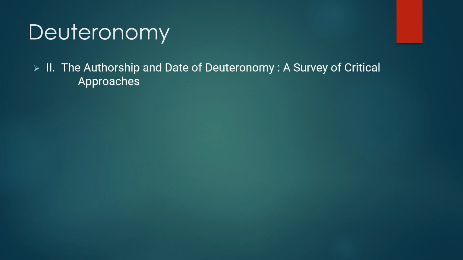Okay, moving on. That is capital C under Roman numeral 1, the importance of the dating of Deuteronomy to the JEDP theory. I don't think I can emphasize too much how significant that is. Now let's go on to Roman numeral number 2, the authorship and date of Deuteronomy, a survey of critical approaches.